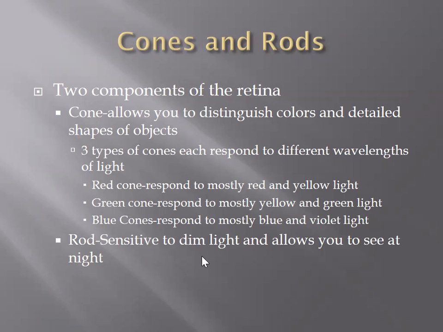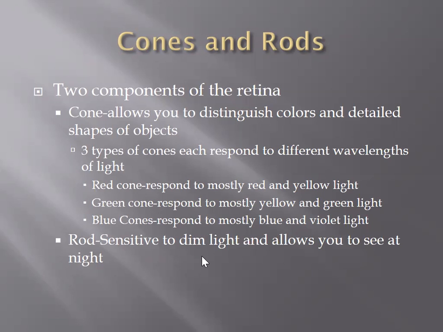There are two components of the retina, and this really gets me to talk about how you see color. They are rods and cones. You're going to look up the number of rods and cones in your eye. I will tell you it's a very large number, in the millions.